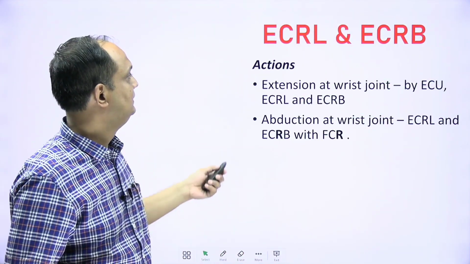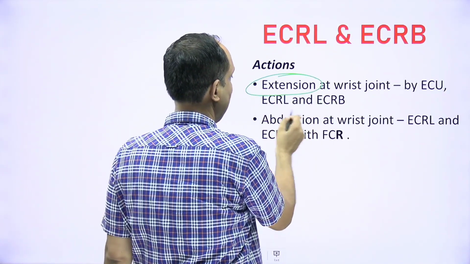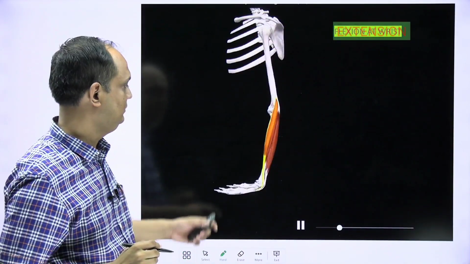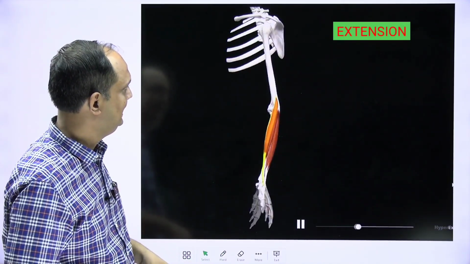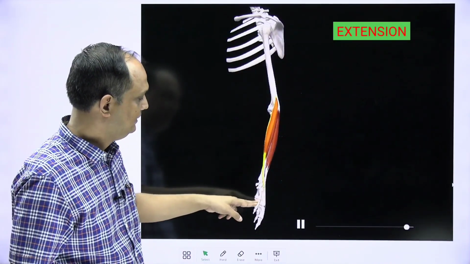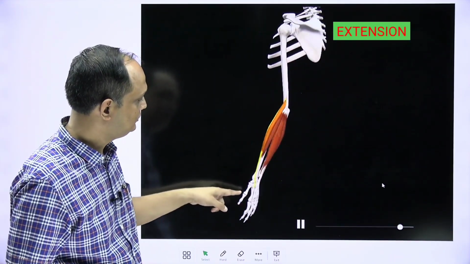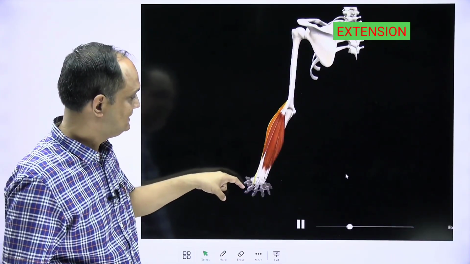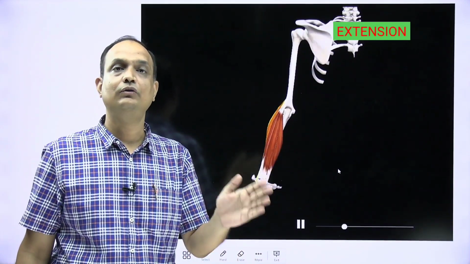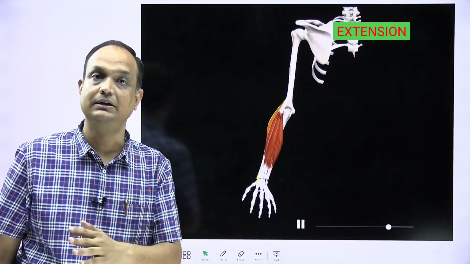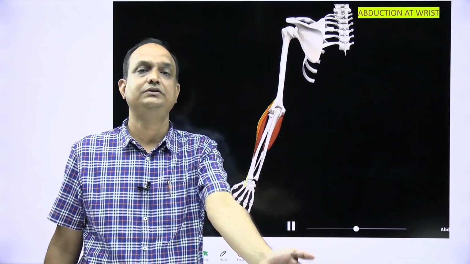So here you can see the action, that they are causing extension and abduction at the wrist joint. Here you can see this video. In this video, this is the extension, clear. Now, this is the flexion and this is the extension. This extension is caused by the contraction of the extensor carpi radialis longus, extensor carpi radialis brevis, along with the extensor carpi ulnaris. Now, the second action is abduction, also known as lateral deviation of the wrist.